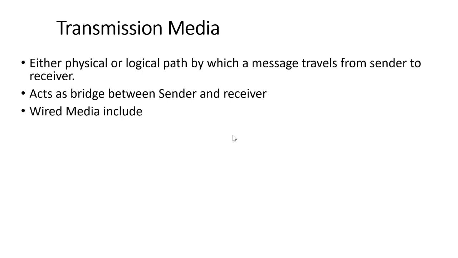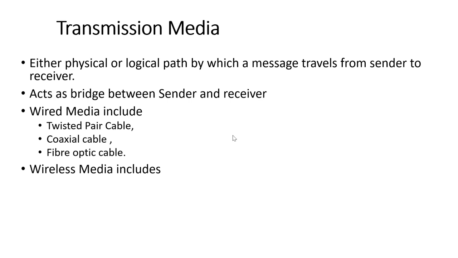There are two types of transmission media we use. Wired media include twisted pair cable, coaxial cable, and fiber optic cable. Wireless media include radio waves, microwaves, and different radio frequencies.